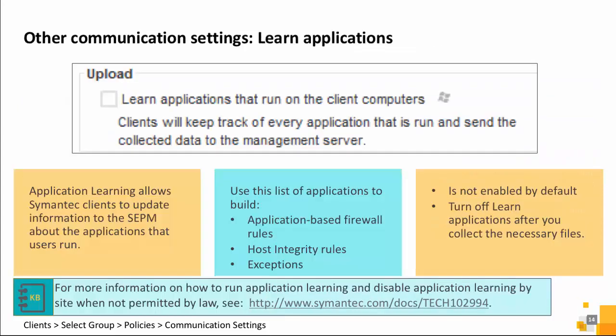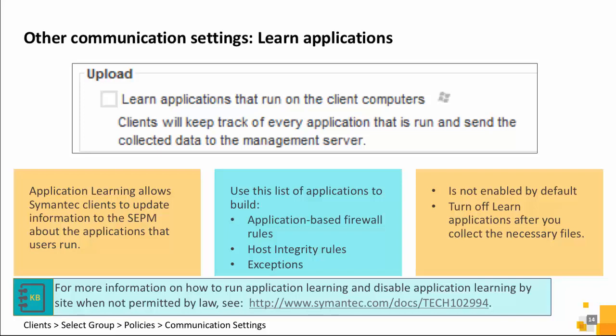A SEP client with application learning enabled tracks each and every application that runs on the client and forwards the information to the SEPM. The SEPM processes this data and inserts parts of it into the database. No anonymous data is sent to Symantec from application learning. Use this information to build application-based firewall rules, host integrity rules, and exceptions. Leaving application learning enabled indefinitely always results in an increased database size.